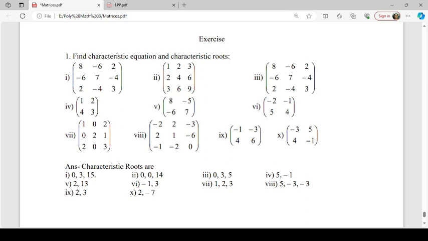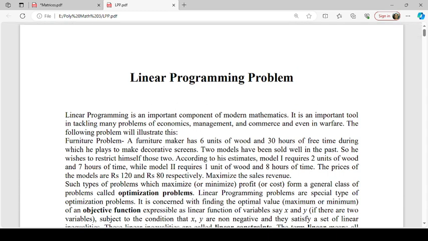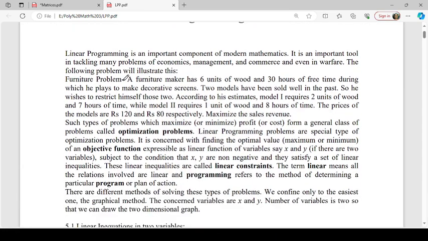Then the linear programming problem. Linear programming is an important component of modern mathematics. It is an important tool for tackling many problems of economics, management and commerce, and even in warfare. The following problems will illustrate this.